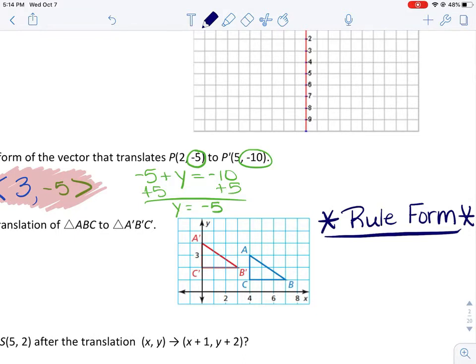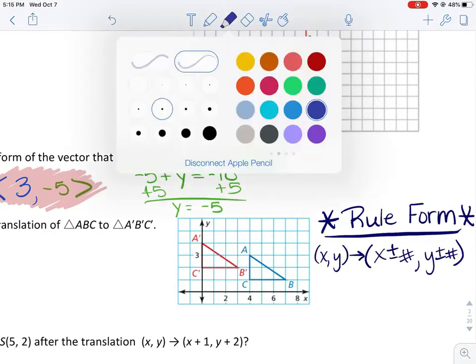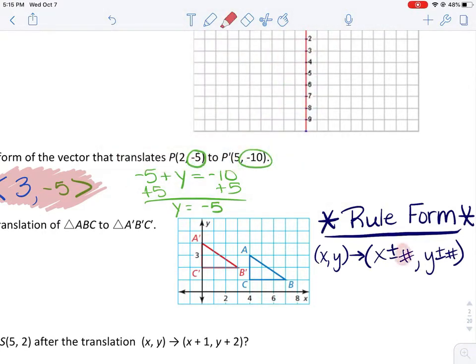So rule form is going to look like this. We say, here's this ordered pair (x, y). This will always stay (x, y). It will never change. With an arrow following it, it says (x, y) becomes the point (x plus or minus a number, y plus or minus some number). The only thing you will ever change about this equation is the number that goes right here and its sign. That's the only piece of rule form that will ever change. That non-highlighted notation, x and y, will always be there.